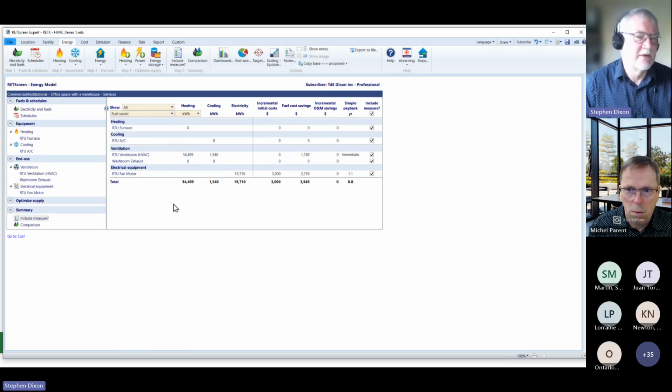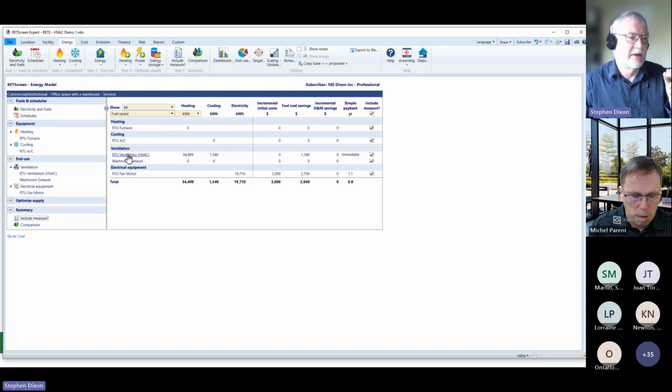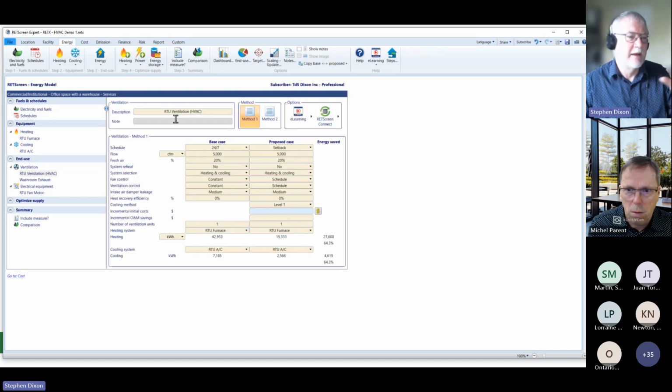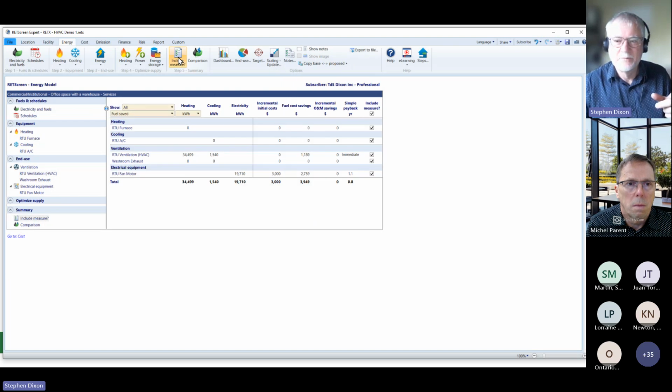Now, the one question I often get in RETScreen, people say, if I go into any one of these end uses and I look at the heating and cooling energy down here, 42,933 and 7185, and I go back out to this results screen, these numbers don't match. Wait a second, the ventilation requires 34 and 1540. Why don't these numbers match? Well, first of all, we have to specify the base case, because that's what we're looking at, but even these numbers don't match.